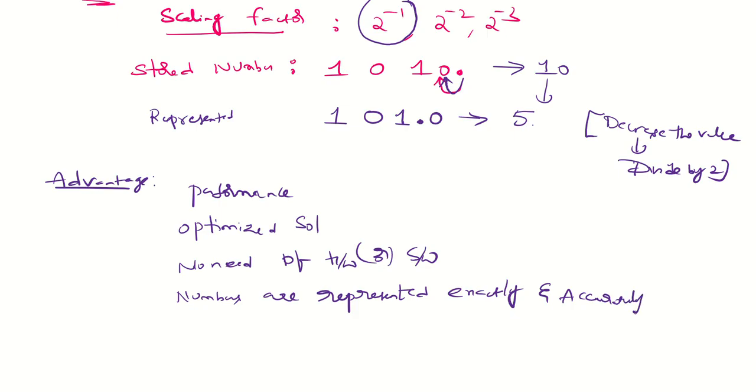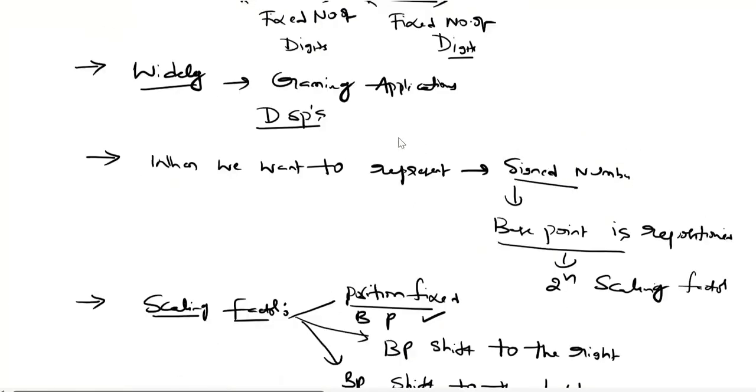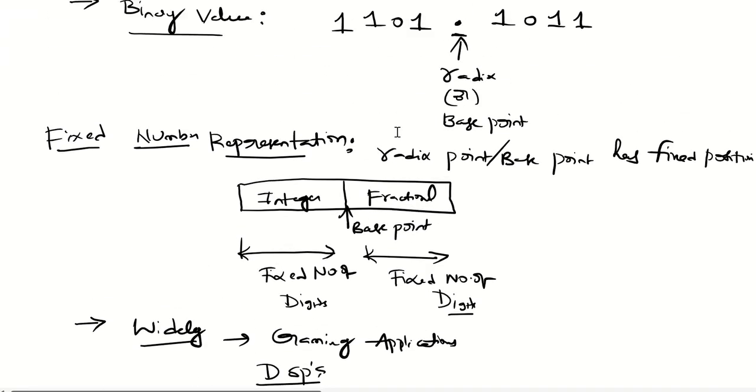So this is today's class. I have discussed fixed point, meaning the position of the base point is fixed in the number system, and we will discuss the floating point number system in the next video.